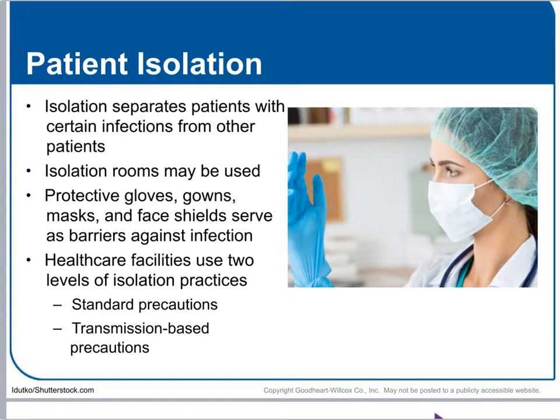In some cases, patients have to be isolated, meaning separate them from other patients so that they don't spread their infection. We have things in hospitals called isolation rooms. You can wear protective gloves, gowns, masks, face shields to protect against various types of infection. And healthcare facilities use two levels of isolation practices. There's standard precautions and then transmission-based precautions.